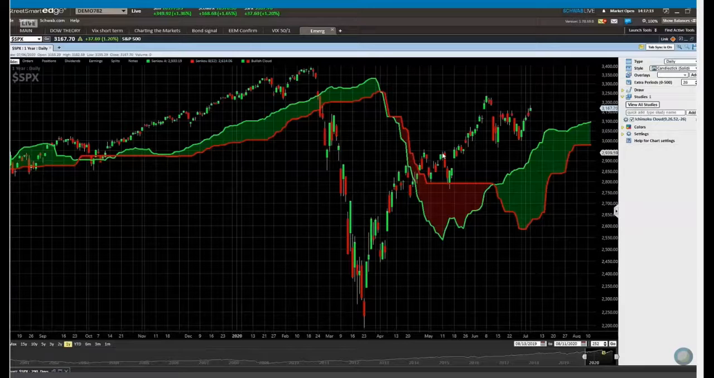Okay. To prove that, look at these two pullbacks right in here in the beginning of May, how the cloud acted, the upper border of the cloud acted as support. Right now, price is above the green cloud, saying this is a bullish chart.